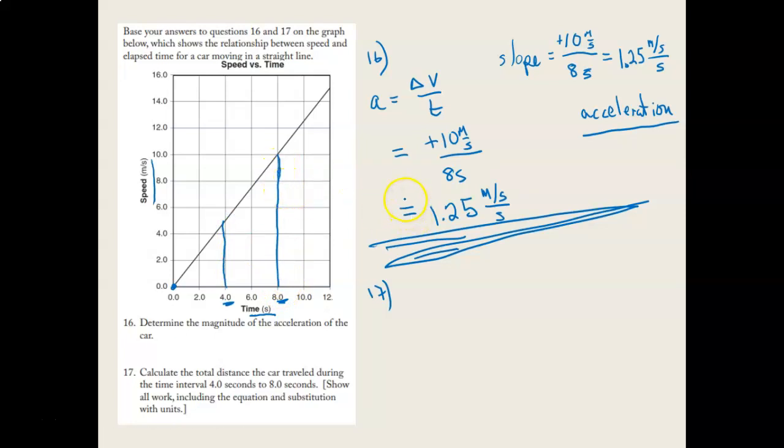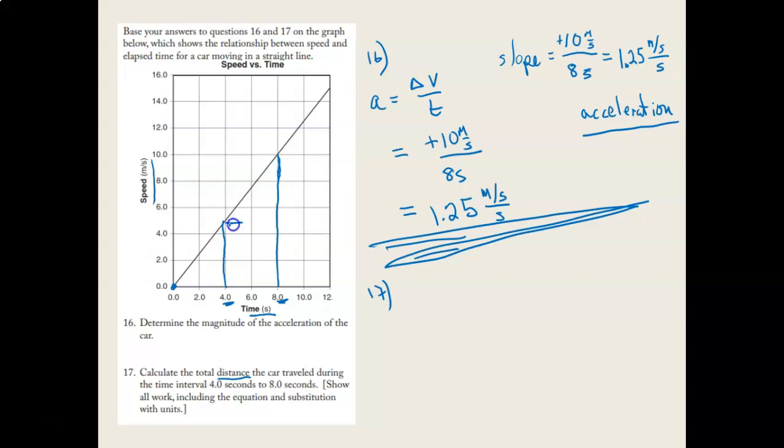All right. Well, we know that area is side times side, right? The height would be meters per second, and the base would be seconds, right? Seconds times meters per second is going to give us meters, or distance. And so one way to solve this would be to find the area under the graph. So let's do that.